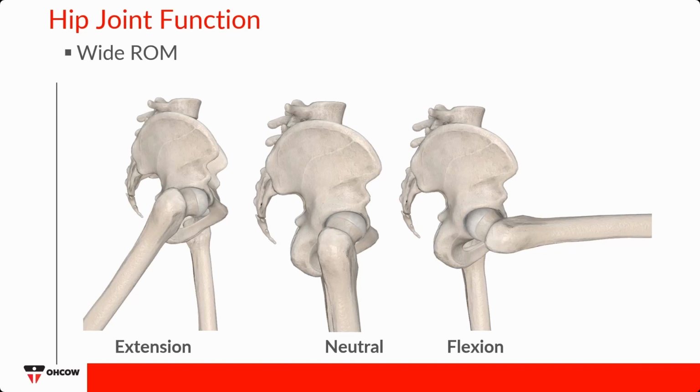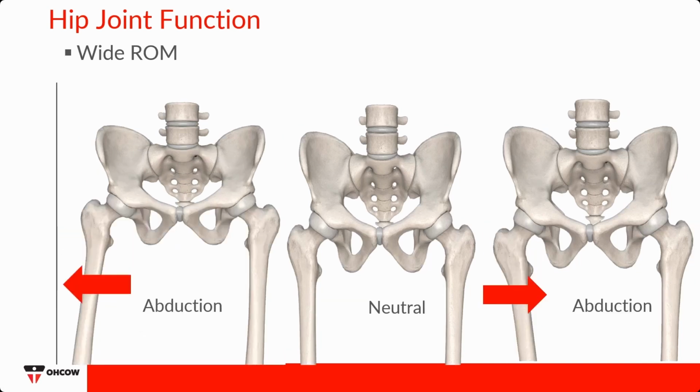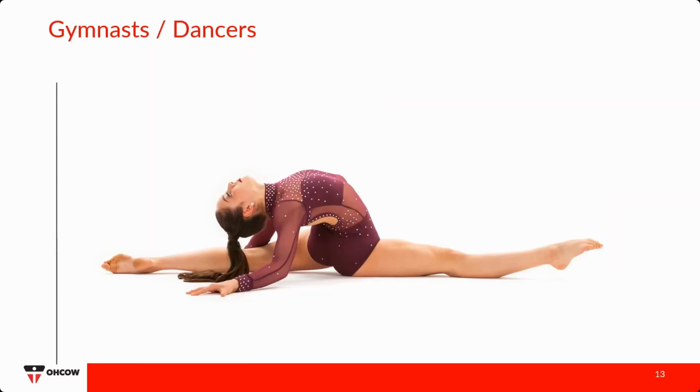So being a ball and socket joint, as I said, this is highly movable in all directions: forward flexion, backwards extension. Turning your foot inwards is internal rotation. Turning your foot outwards is external rotation. Moving your leg away from the center of the body, abduction. Moving your leg towards the other leg, adduction. And we often see when we watch gymnastics or dances, highly flexible hip joints.